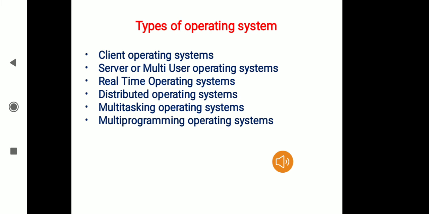The different types of operating systems are: the first one is the client operating system, followed by the server or multi-user operating system, followed by the real-time operating system. Then we have the distributed operating system, then the multitasking operating system, and finally the multi-programming operating system.